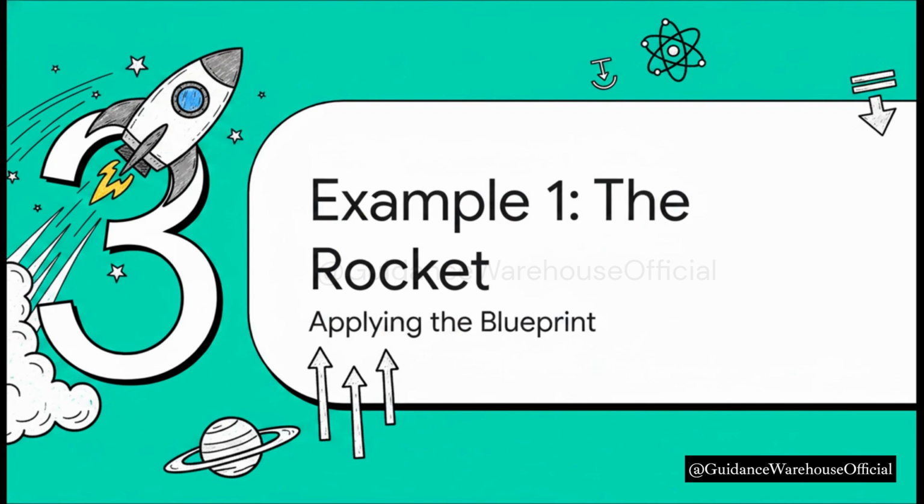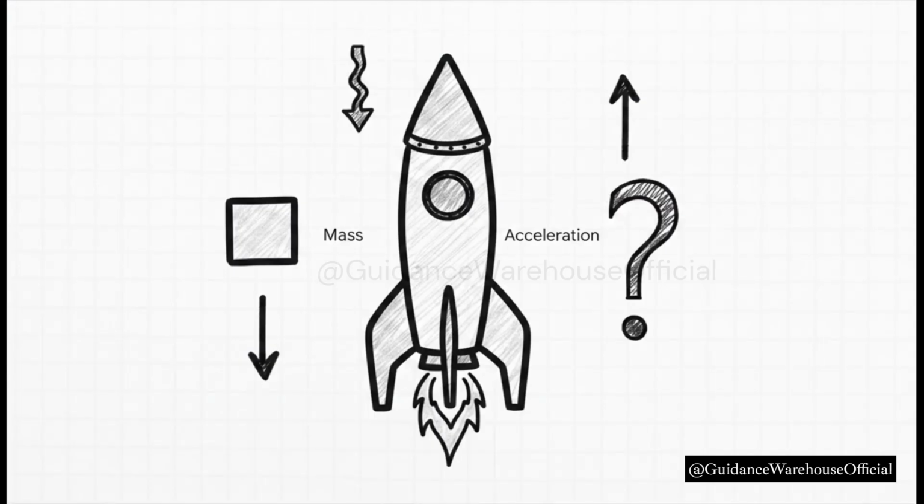Okay, now that we've got that critical concept locked in, it's time to get our hands dirty and actually apply our 4-step blueprint to a real problem. Let's start with a classic physics example, a rocket launch. So here's the problem statement, straight from the textbook. We've got the rocket's mass, we know the upward thrust from its engines, and we know the downward force of air resistance. Our one and only goal here is to figure out its acceleration.